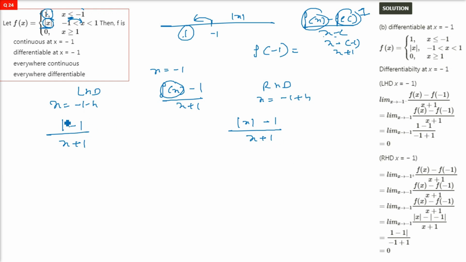Now 1 minus 1 is 0. Even if you want to do something, you can just have this minus 1 minus h, all those stuff you can replace.